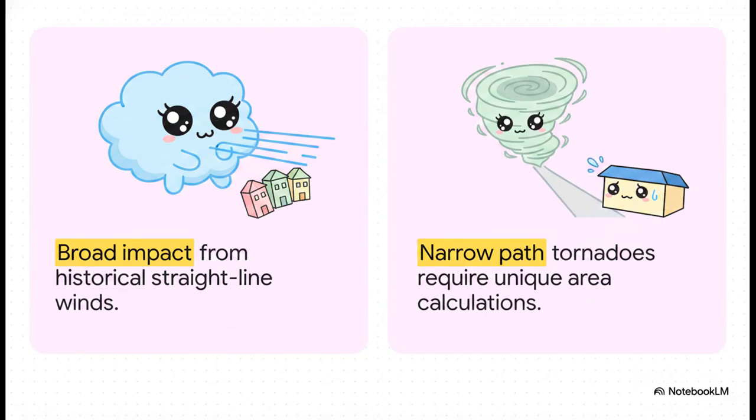And why the separation? Well, we have to contrast a broad physical threat of a hurricane with the highly concentrated, devastating physics of a tornado strike. Straight-line winds from a hurricane impact a massive geographic area, but a tornado? It has a remarkably narrow path.